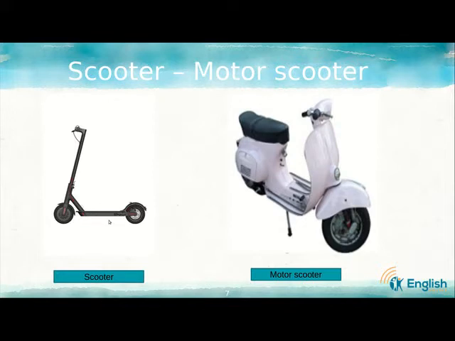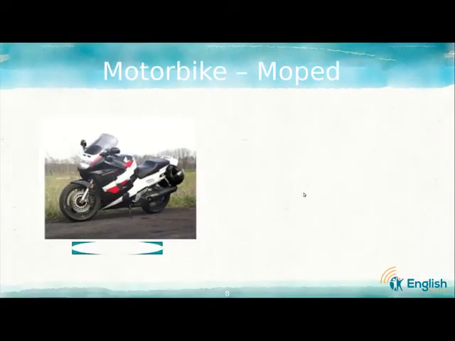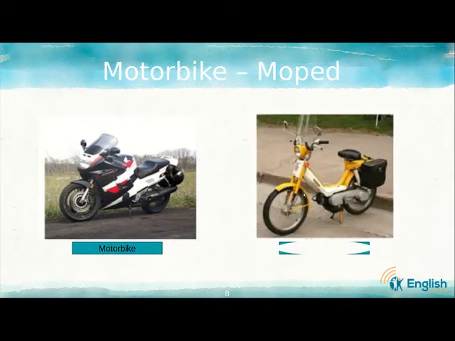Or if it's an electric scooter, you don't really have to kick or push for it to move forward. What's a motor scooter? A motor scooter has a motor and it has a step-through chassis and footrest platform. Motorbike, motorbike, moped, moped. What's a moped and what's a motorbike?